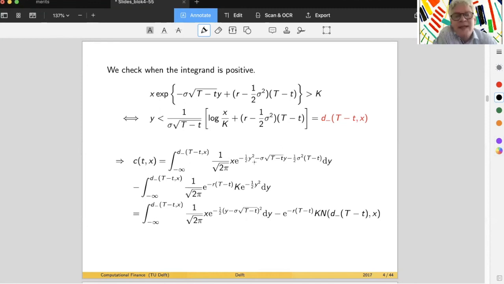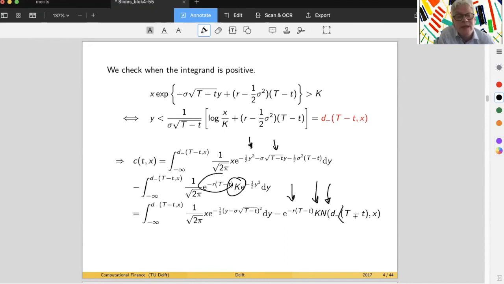Well, we can complete the square. You see, we have some term with y squared, some mixed term with y, and some term here. So together we can rewrite them by completing the square: e to the power minus 1/2, and then in brackets, y minus sigma square root of capital T minus little t, squared, dy. And then that remaining part, we see the discount term, that's here. We see the k, that's here. And then the remaining part is, in fact, the standard normal distribution with as argument the upper bound here, d minus with argument T minus t and x.